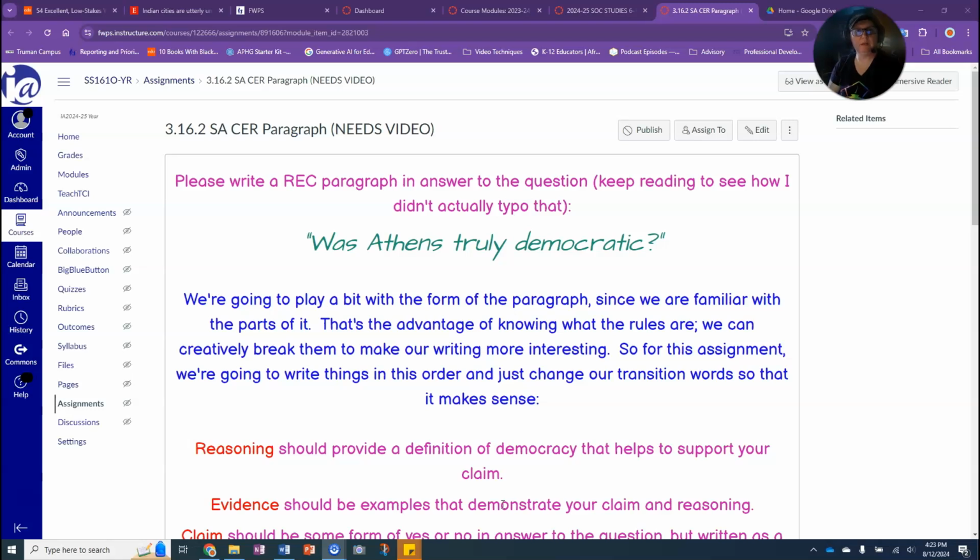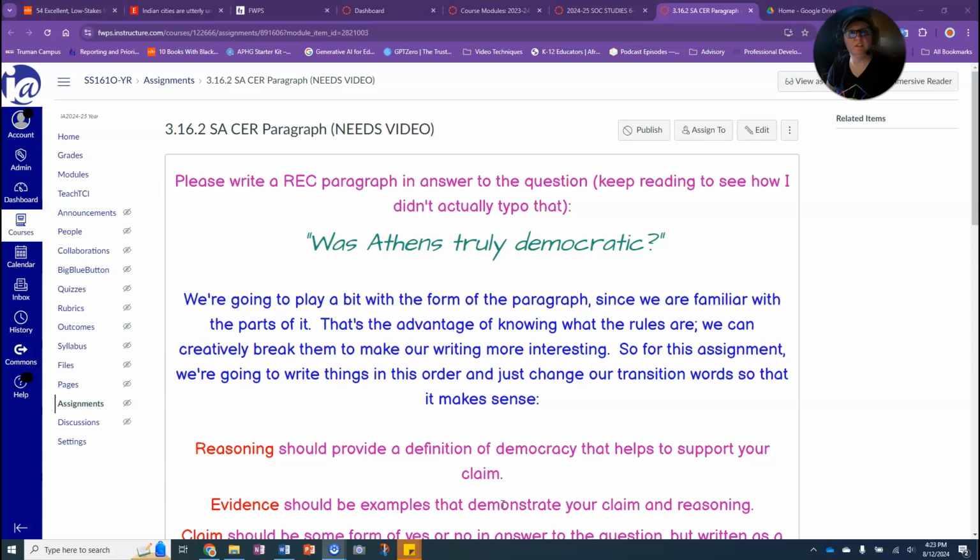We're actually going to play with the format a little bit because we've done several CER paragraphs by this point, and I'm guessing that you all are probably a little bit tired of the format, right? But here's the thing, you got to do something till you're a little bit tired with it so you know the rules, because once you know the rules, you can break the rules, and that's what we're going to do today.